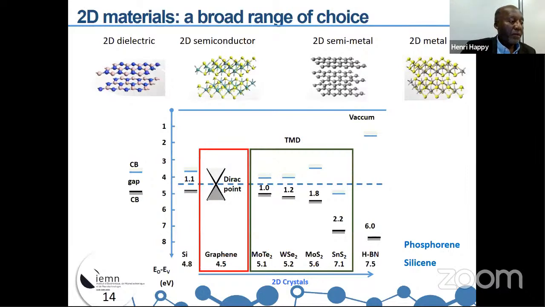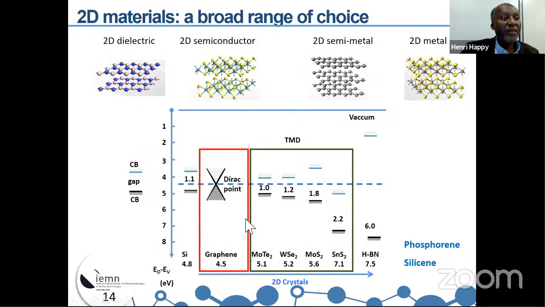And since the discovery of graphene, researchers around the world found that there exist many layered materials that could be exfoliated. And people found also that these materials could have several kinds of properties. For example, graphene is a gapless material, that means we don't have a band gap.